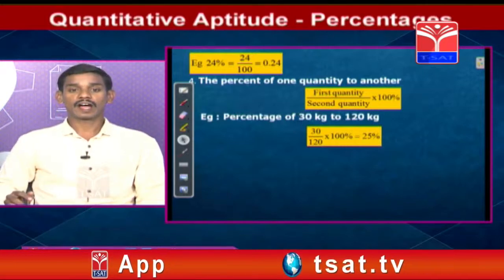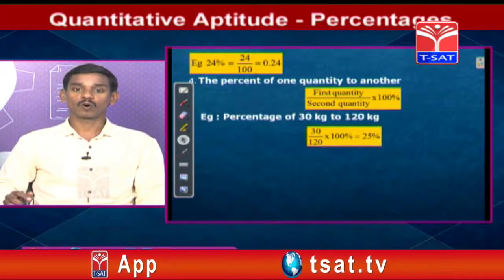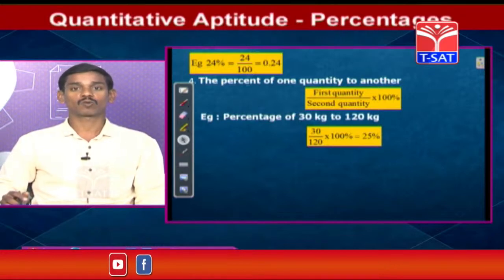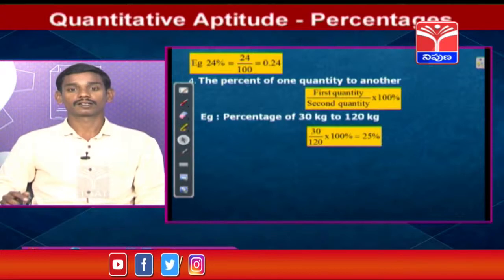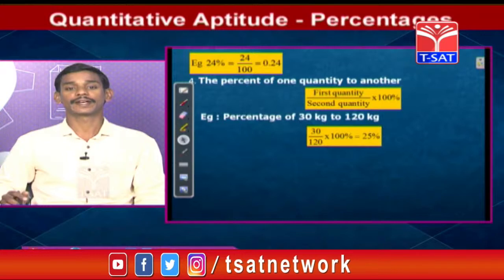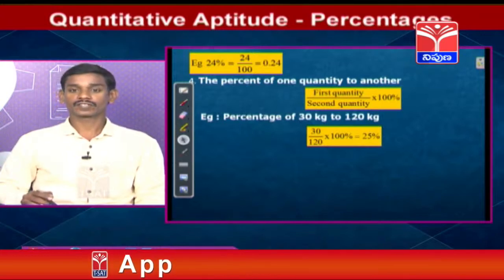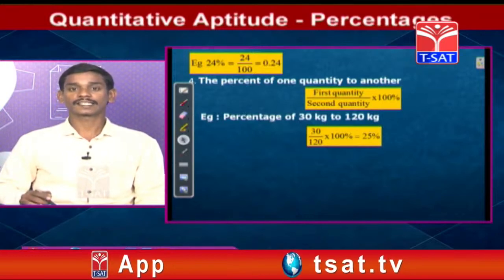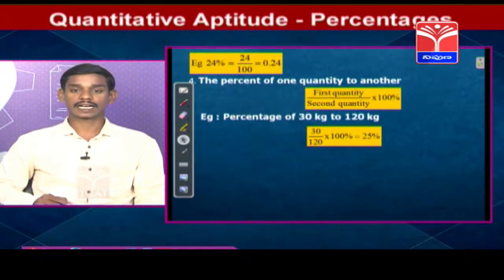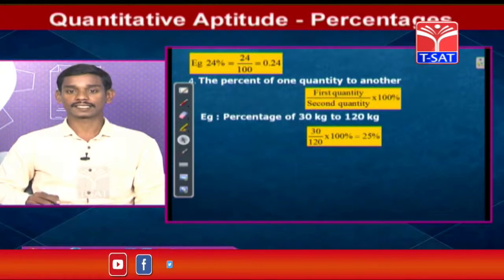And one more formula we have: the percentage of one quantity to another is equal to the first quantity by the second quantity into 100. And note, the two quantities must use the same units. For example, the percentage of 30 kgs in 120 kgs: the first quantity is 30 kgs and the second quantity is 120 kgs, into 100, that means 25 percent.